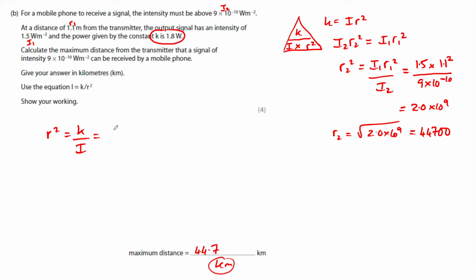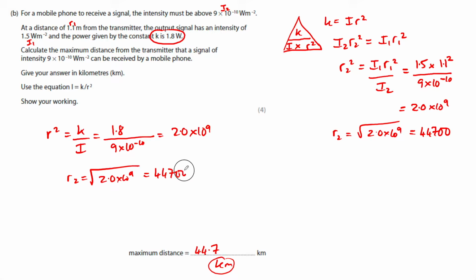And our constant is 1.8, and our I is the new intensity, which is 9 times 10 to the minus 10. And that also gives you 2.0 times 10 to the 9, as it should do. Therefore, R2 is the square root of this, which again is equal to 44700 converted into kilometers is 44.7.